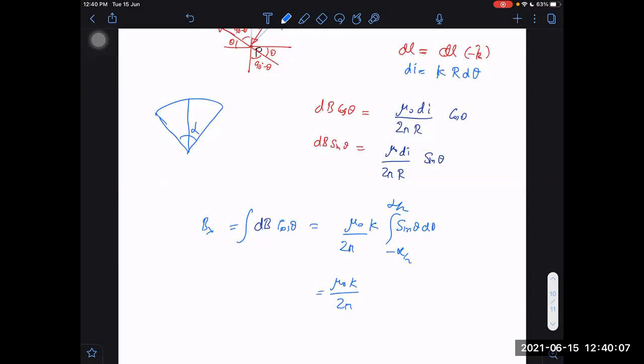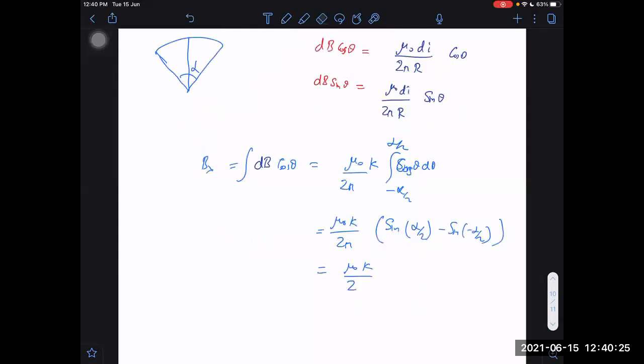It is cos theta here. Sin alpha by 2 minus sin of minus alpha by 2. It is finally mu naught K upon pi into sin alpha by 2. Right or not? Yes, sir. And By will come out to be 0. After solving, you will come to know. Okay, Bx is uncancelled here.